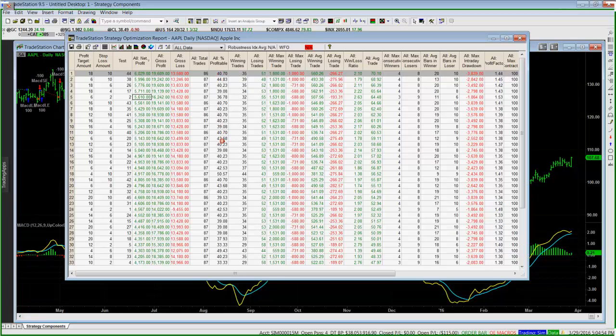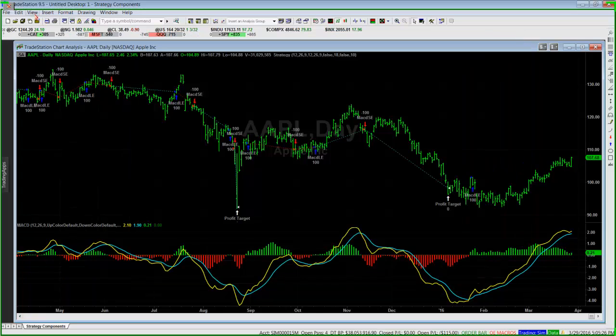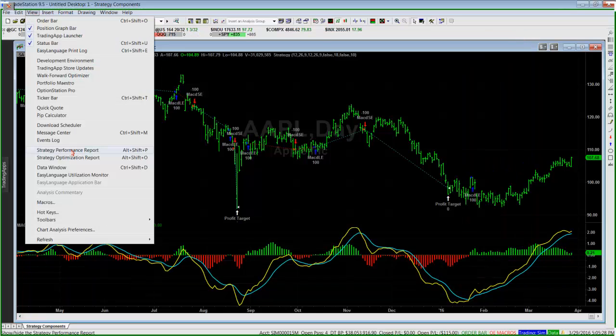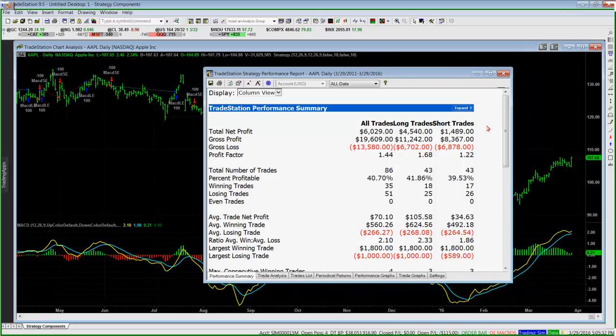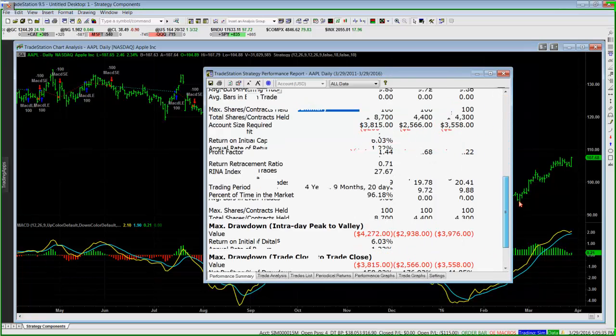You could also sort on additional columns. You could sort on the percent profitable, or you could sort on average winning trade or average losing trade. So you can sort on any of the columns and see which scenarios did the best. You'll notice the gray bar here highlighting the first choice here. What TradeStation does is when it finds the best performance in the optimization run, it automatically applies that test to the chart so that you can view the performance report without having to change the image manually. So now we're looking at the performance report of the new optimized values.